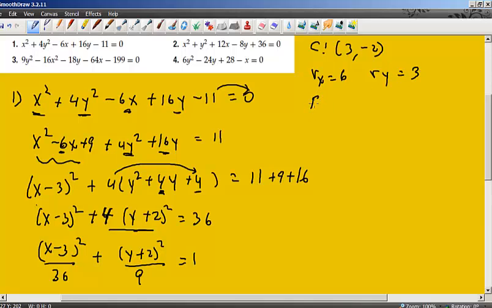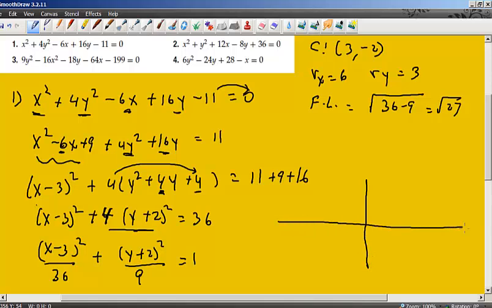And then I have my focal length. To find the focal length, it's going to be square root of 36 minus 9, which is rad 27. So if we were to sketch the graph of this, first let's plot the center, x-axis, y-axis. Center is 3 comma negative 2, call this 3, call this negative 2, and that's my center. From there, I'm going to go 6 units to the right. Okay, that will be 9. And then I'm going to go 6 units to the left, and that will be at negative 3.